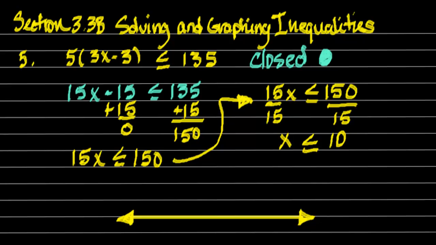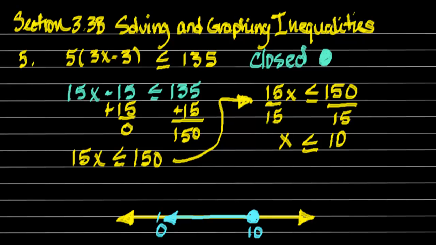10 is greater than 0. So that means that 0 is here, and 10 is to the right of 0. My inequality is pointing towards the left, so that's the way that I'll shade. And, oh, almost forgot, it's closed. So that means I'll draw my circle and I'll color it in. Okay, that's number 5.